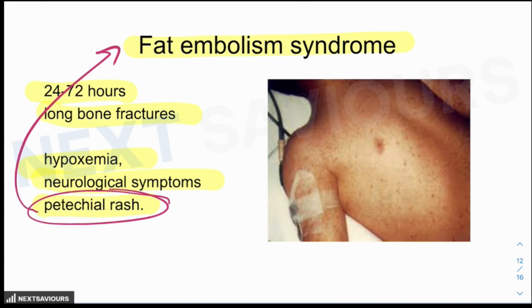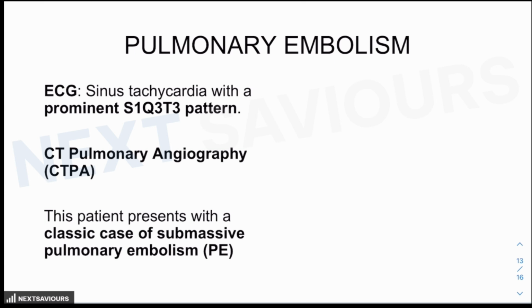So based on these clinical features as well as the investigation findings, like sinus tachycardia with a prominent S1Q3T3 pattern, then the positive finding on CT pulmonary angiography. And this is particularly important in case of pulmonary embolism because it is the gold standard investigation, or you can say the investigation of choice. And why? Because it provides direct visualization of the thrombi in the pulmonary arteries, and it has high sensitivity and specificity for detecting the emboli, including the segmental or subsegmental branches.